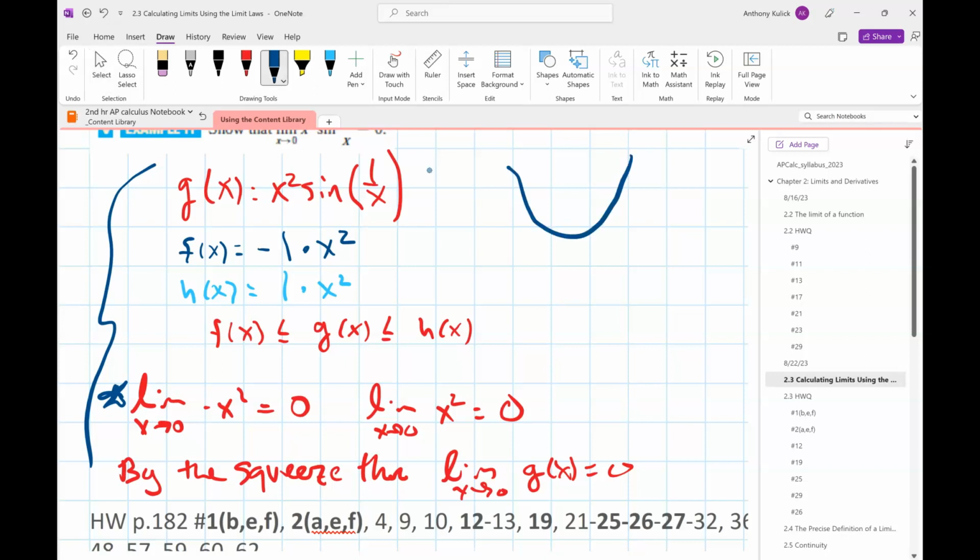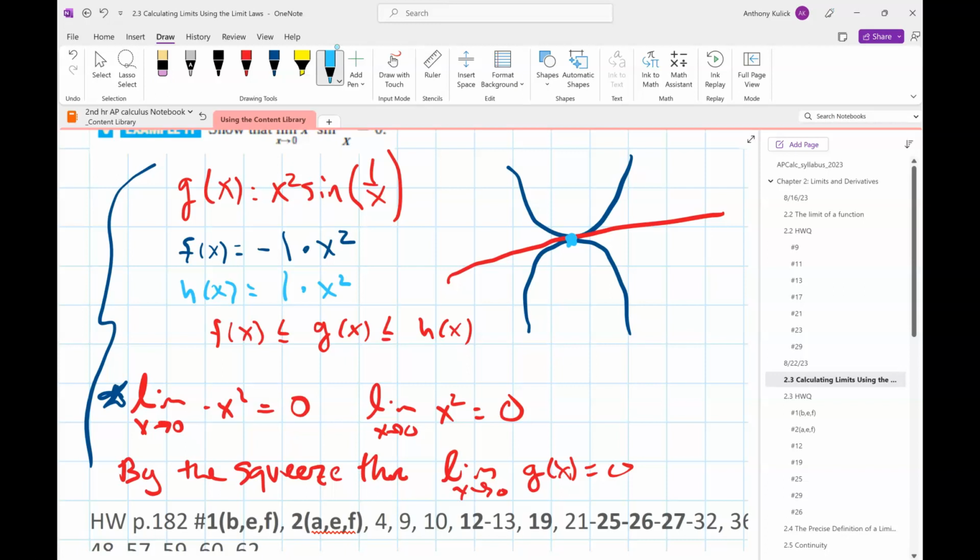You have this thing doing this, you have this thing doing this, and this thing has to come through the middle. If those two limits of the upper and lower are the same, the thing that goes through the middle has to be the same, because it has to be less than or equal to the top and greater than or equal to the bottom. If the top and bottom are the same number, what goes through the middle has to also be the same number. That's what it's saying. Does that make sense? Yes, that makes sense.